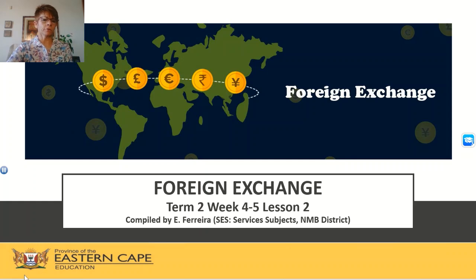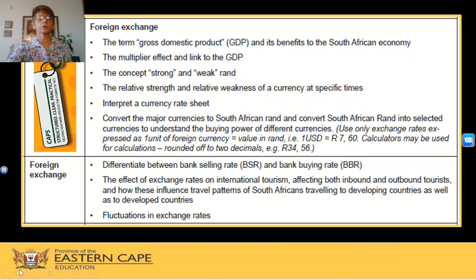Right, today we are looking at foreign exchange, and the first extract is that from your CAPS. You will see that it starts with the four topics that we dealt with in the previous lesson. Today we are starting with interpretation of a currency rate sheet, conversion of major currencies, also differentiation between the bank buying rate and the bank selling rate. We will also be taking a look at the effect of exchange rates on international tourism, as well as fluctuations in exchange rates.